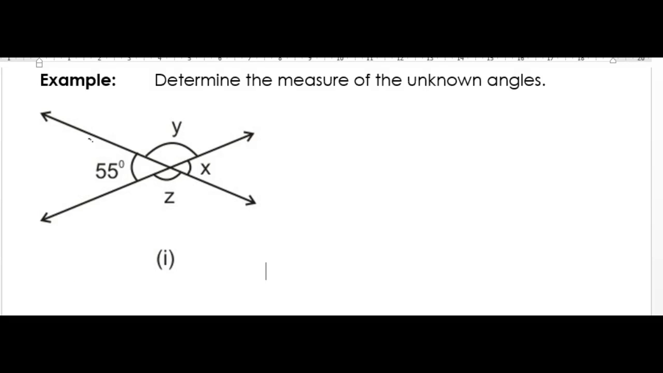So here are a couple of examples for you to try out on your own. Pause the video, try them, and then once you've tried it, continue with the video so that you can see whether you are on the right track. All right, let me go through this now.